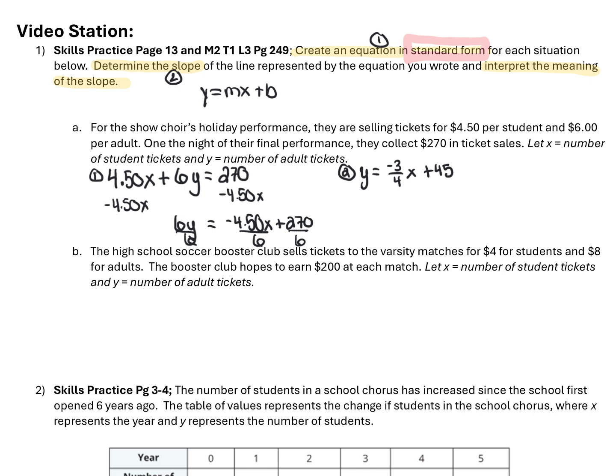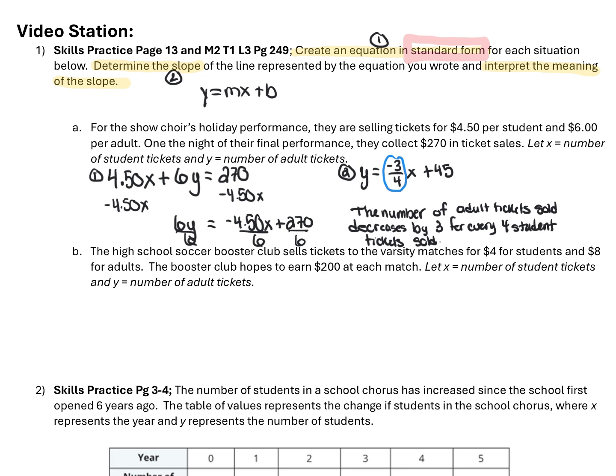And then that means my slope, the negative 3/4, means that the number of adult tickets sold decreases, because this is negative, by 3 for every 4 student tickets sold.